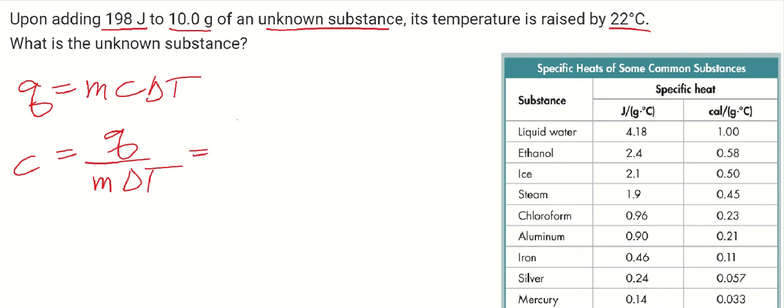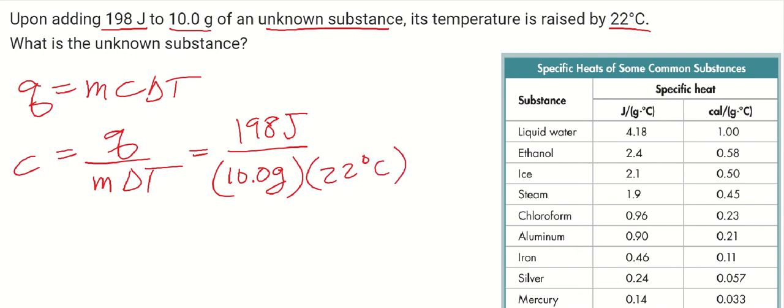The amount of energy given is 198 joules. And then the mass we're given is 10.0 grams. And then the change in temperature, it says, is raised by, so that's going to be 22 minus, the difference is positive 22 degrees Celsius. Let's take out our calculators. 198 divided by 10 divided by 22. And the specific heat of this unknown substance is 0.9 joules per gram degrees Celsius.